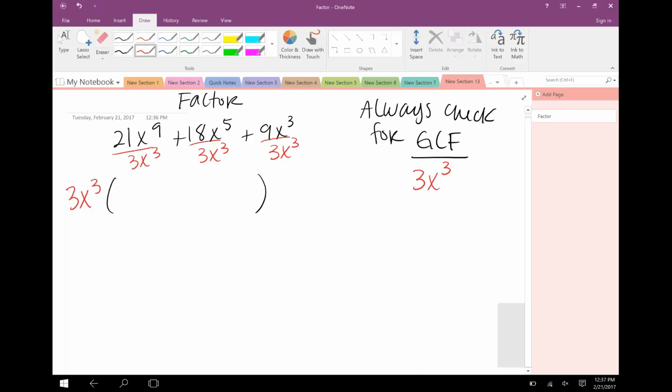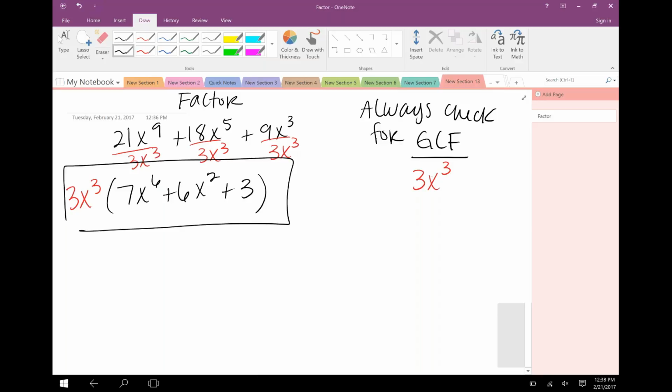So 21x to the ninth divided by 3x to the third is going to be 7x to the sixth. 18 over 3 is 6. x to the fifth over x to the third is x squared. And then 9x to the third divided by 3x to the third is plus 3. And then here you have a trinomial, but this is not factorable. So this is going to be your final answer here.